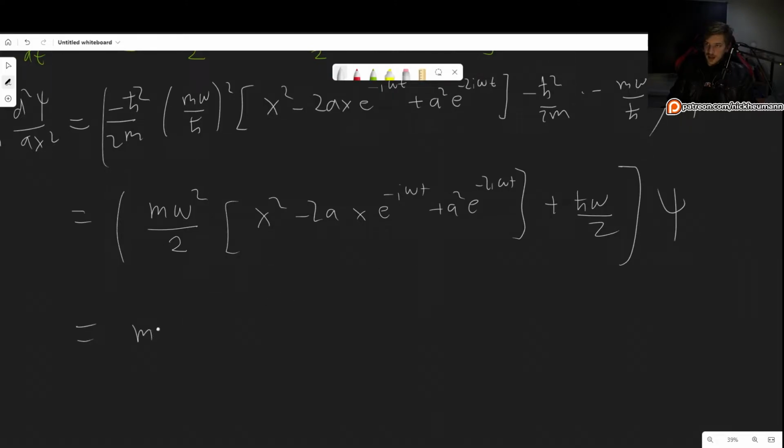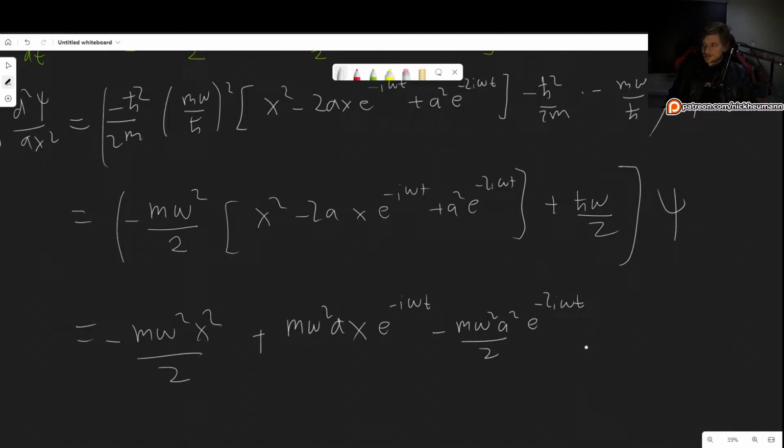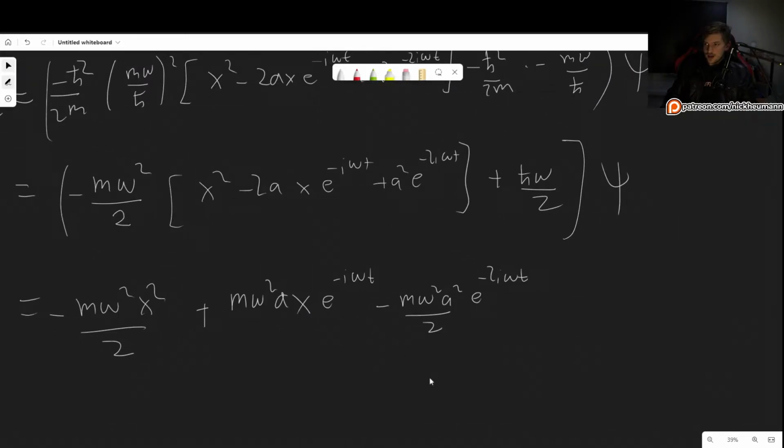So we get m omega squared x squared over 2. Oh, where's the minus sign? I almost forgot to multiply through. Basically, that minus sign should be right here. There we go. So when we multiply, we get minus this plus the 2's cancel out, m omega squared ax e to the minus i omega t, and then minus m omega squared a squared over 2 e to the minus 2i omega t. And then we have this other part, so h bar omega over 2.